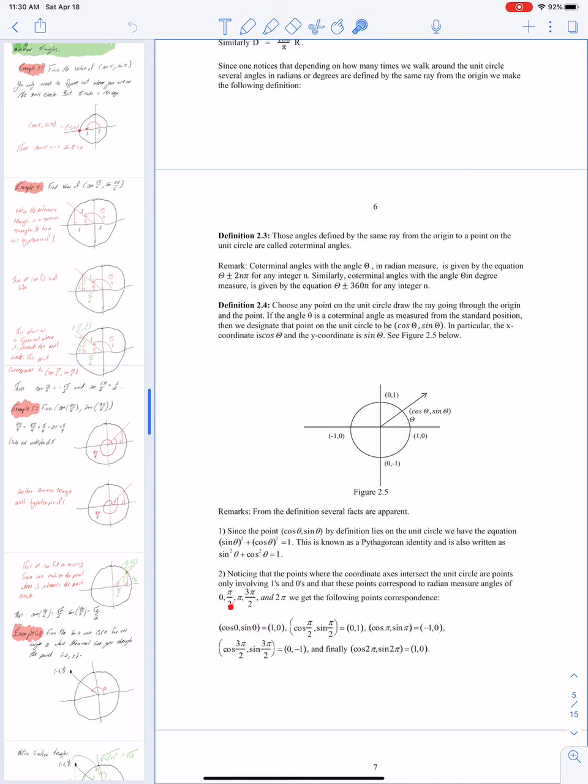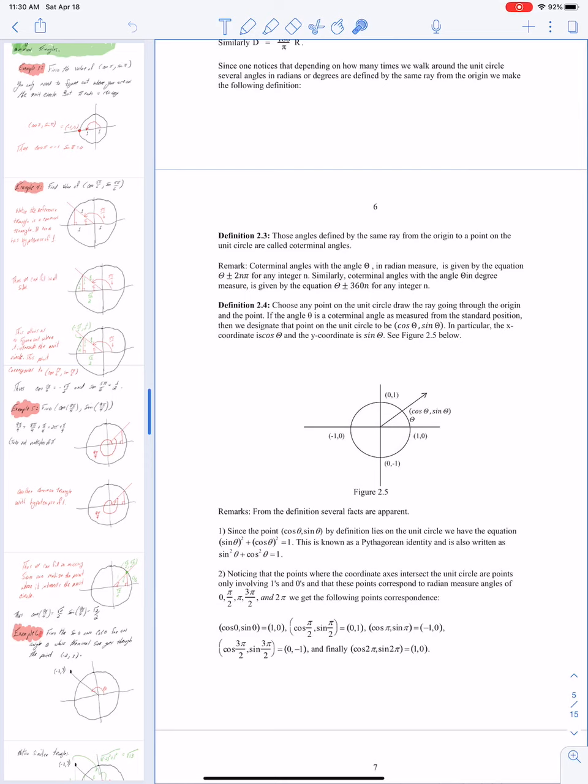Now what about pi halves? Pi halves is 90 degrees. That's up here then. That corresponds to the ordered pair 0, 1. Well, so that tells me that the cosine of pi halves is 0 and the sine of pi halves is 1. What about the angle pi? Well, the angle pi starts here and goes all the way over. We walk halfway around the unit circle. That corresponds to the point -1, 0. And that's how I know that the cosine of pi is -1 and the sine of pi is 0.